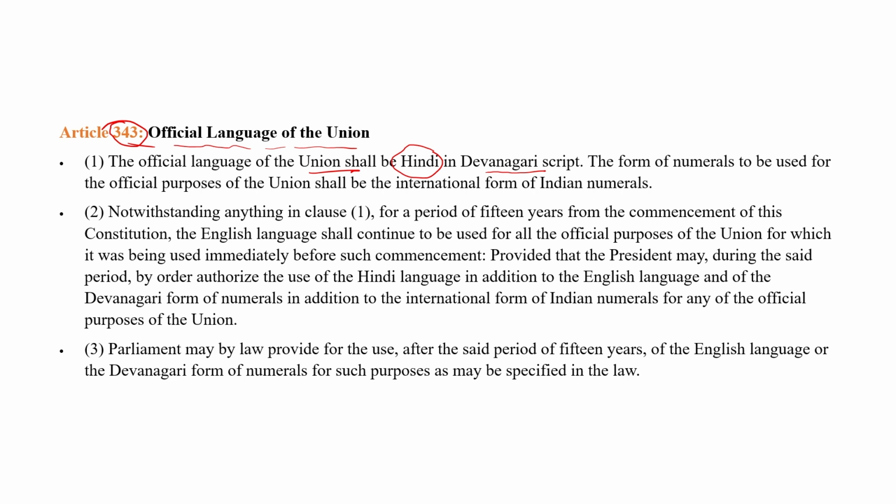The second point is the form of numerals. The form of numerals to be used for the official purposes of the union shall be the international form of Indian numerals. The numerals used for the union and a state will be the international form of Indian numerals. But Article 343 provides that the official language of the union will be Hindi in Devanagari script.